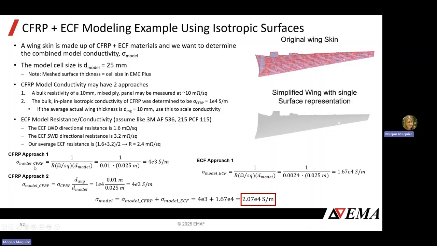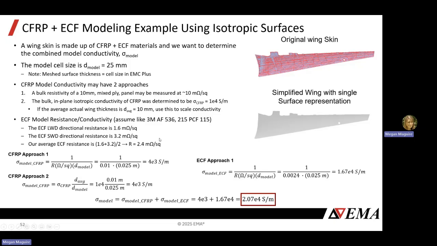So on the bottom here, you have your 1 over your 10 milliohms per square, 25 millimeter thickness for the actual 25 millimeter cell size to get 4 × 10^3 Siemens per meter for your model conductivity for the CFRP. Alternatively, if you have that actual conductivity of 1 × 10^4 Siemens per meter for your CFRP, you'd scale it by the ratio of the thickness, the 10 millimeter thickness of your wing skin, by your cell size to get the same number, 4 × 10^3 Siemens per meter.